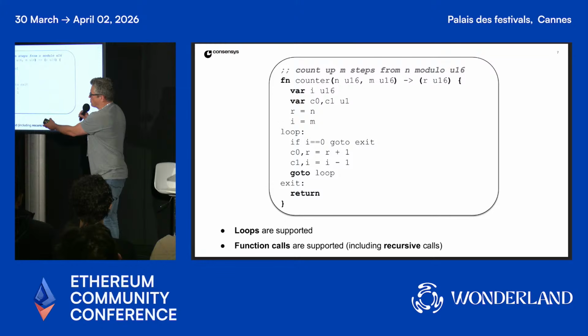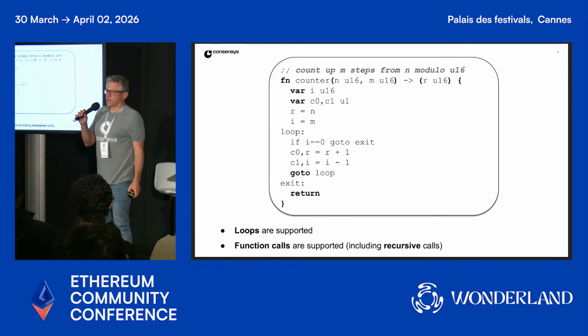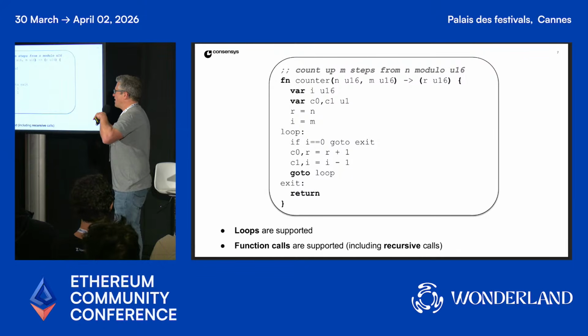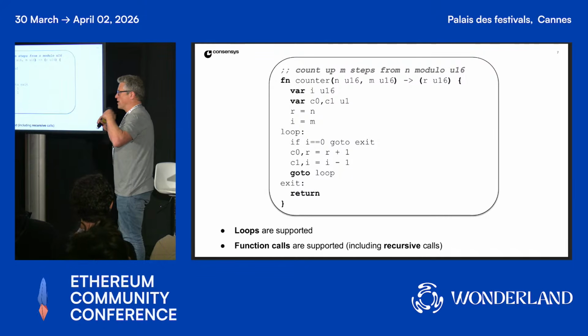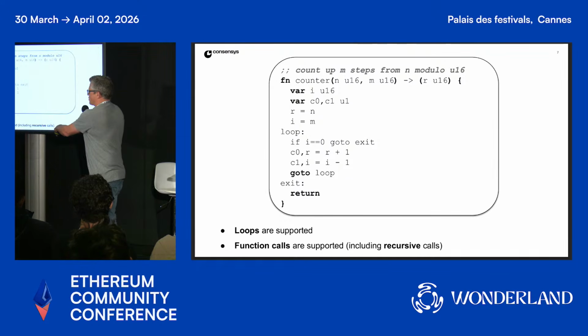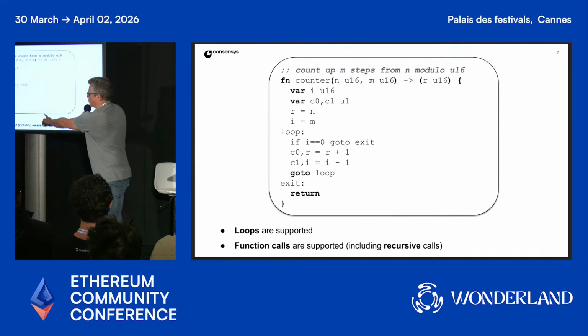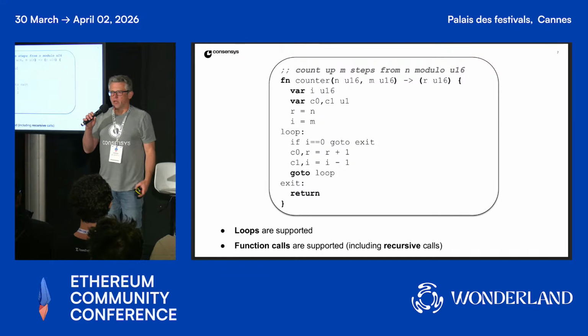We also support function calls, including recursive function calls. Recursive function calls turn out to be quite powerful, actually. They're a fairly good way of implementing unbounded computation because they're implemented using lookups, and they tend to be quite powerful. So we often use recursive calls rather than loops. They're generally a bit more efficient.